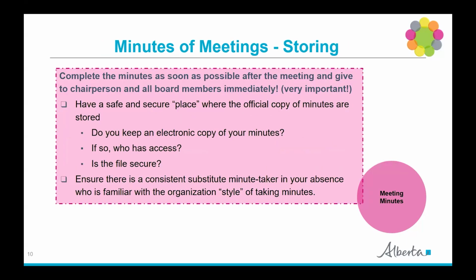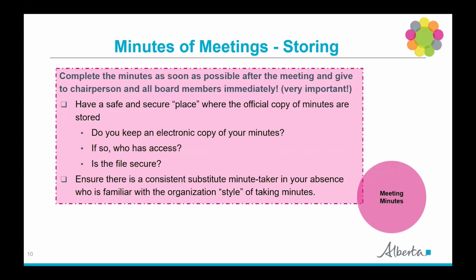Now let's talk about the closing of a board meeting. The board secretary has taken good notes, creates good meeting minutes, and asks questions of clarity when needed so that the minutes are clear and concise. The next task for the board secretary is to complete the minutes and send them to the board chair and all of the board members as soon as possible.